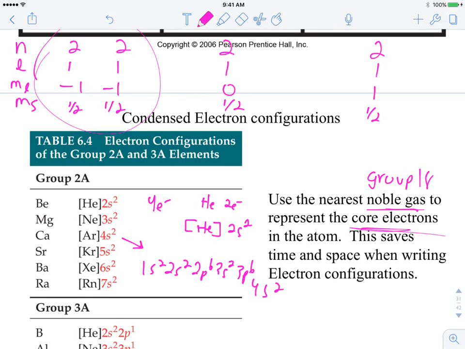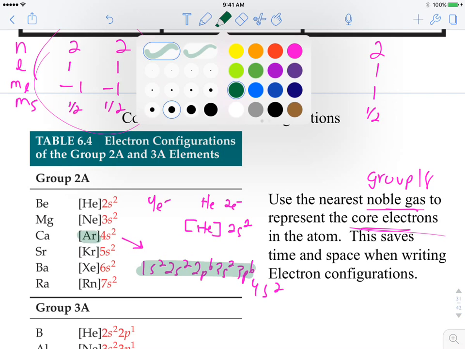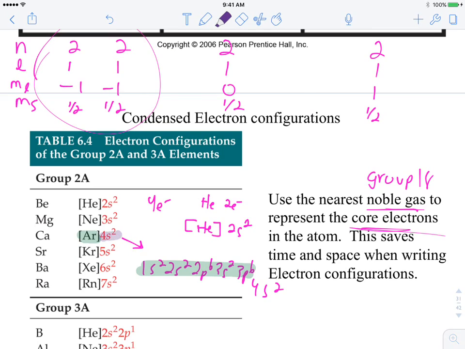If I look on the periodic table at the nearest noble gas to calcium that comes before it, it is argon, Ar. Argon has 18 electrons. Those 18 electrons are these. So I would put those 18 electrons as argon and then add on the extra electrons that represent the outer electrons, not part of the core.